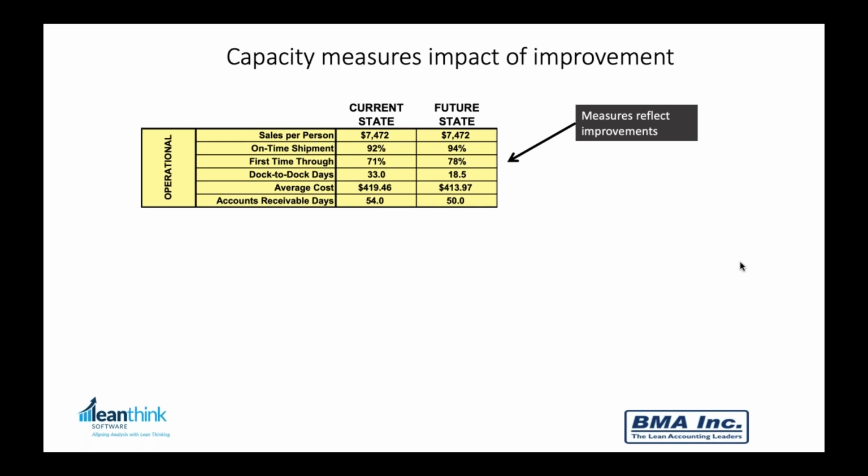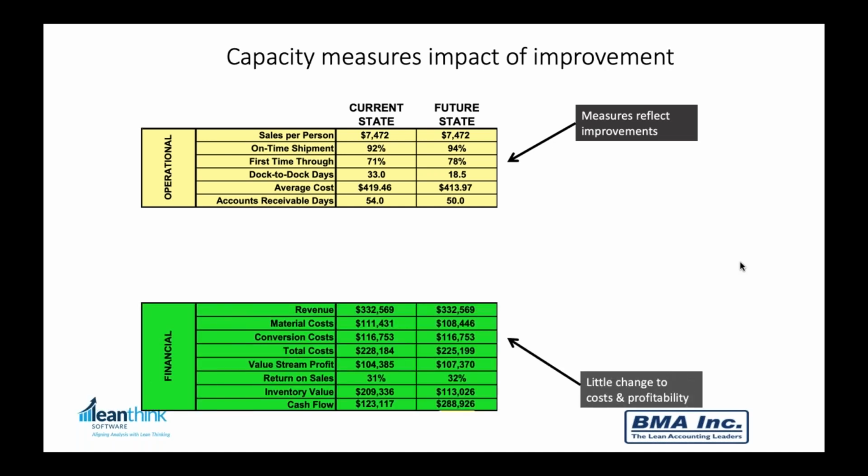If you calculated a current and a future state box score, it's very easy to see, well, we have some improvement activities we're going to do. We're going to improve quality. We expect it to go up from 71% to 78%. Our days of inventory, we expect to go down to 18.5 from 33. And we're going to see a little bit of an increase in on-time delivery.